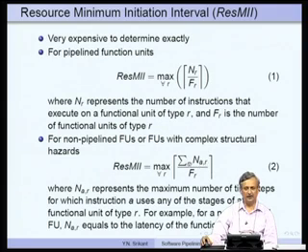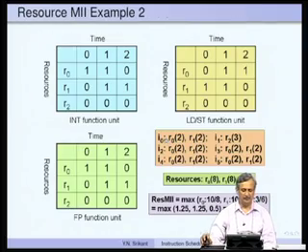So, I sum up all the requirements of the instruction A, that is sigma over all A. Then divide it by the number of function units of type R, and take the max over all such resources, and you get the ResMII. So, let me show you an example.